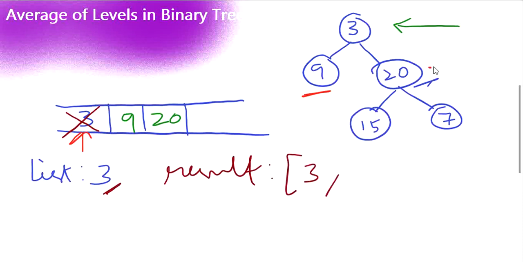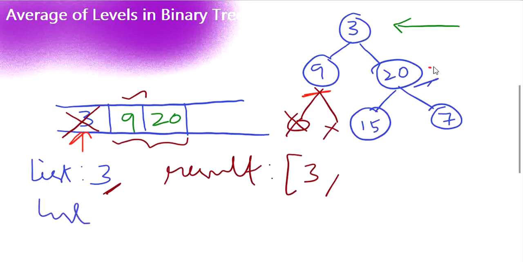So now we are left with two elements in the queue, that is 9 and 20. We are going to take the size of the queue and iterate the elements. So now the size is 2. First we are going to take 9 and check if that has any children. No, 9 has no children, no left or right children. So we are simply going to add that to our list.